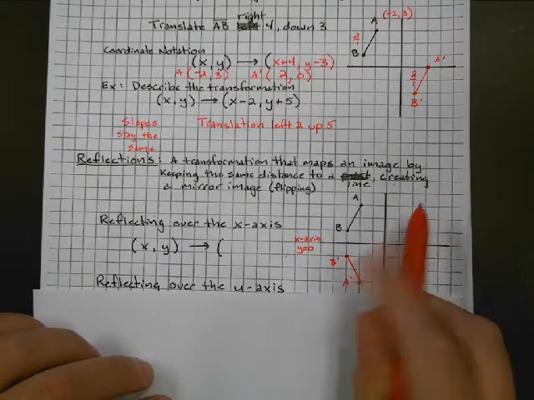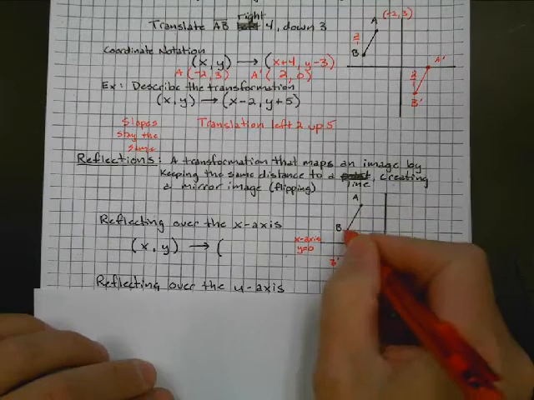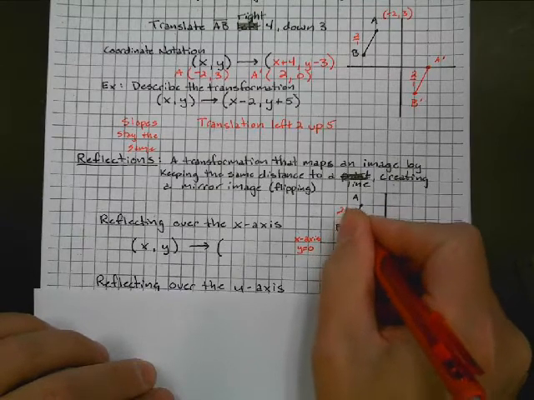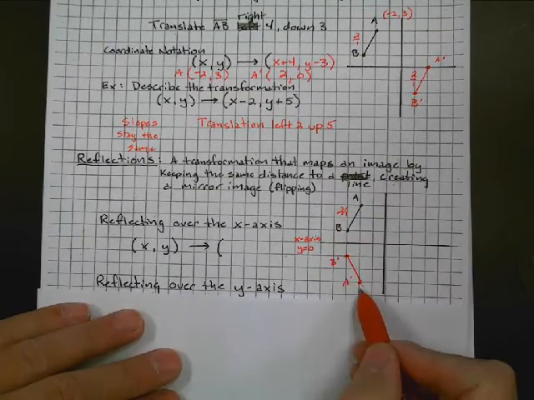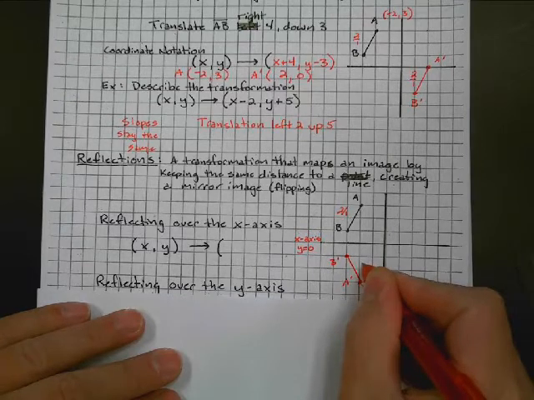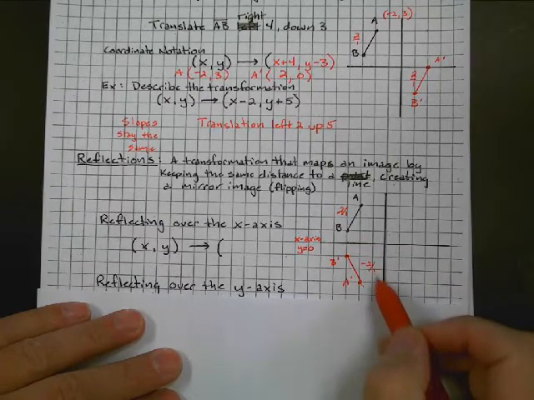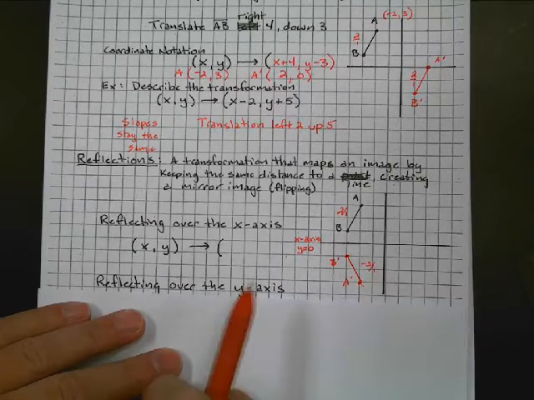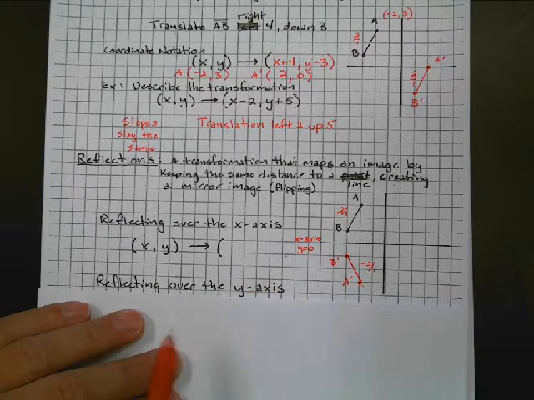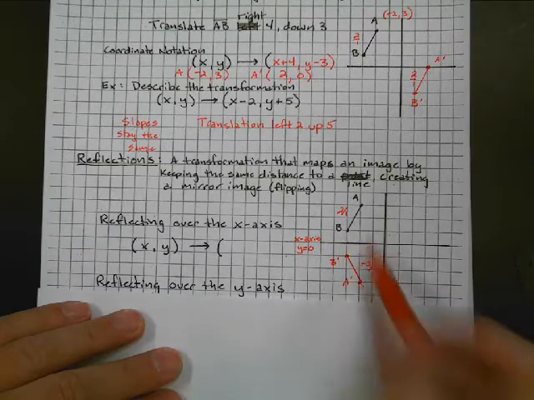Now, the other thing that's changed is the slope. This slope goes up 2 and over 1. And this slope down here goes down 2 and over 1. So our slopes have become opposites of each other. One's positive, one's negative. And that's always going to happen with a reflection over the x or the y-axis: you're going to get opposite slopes.